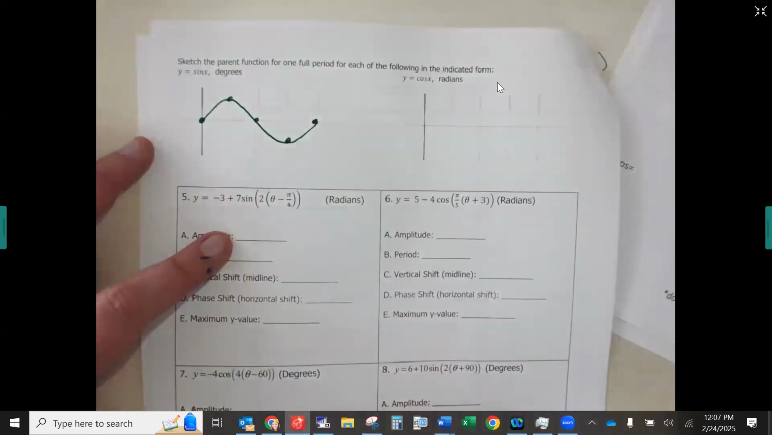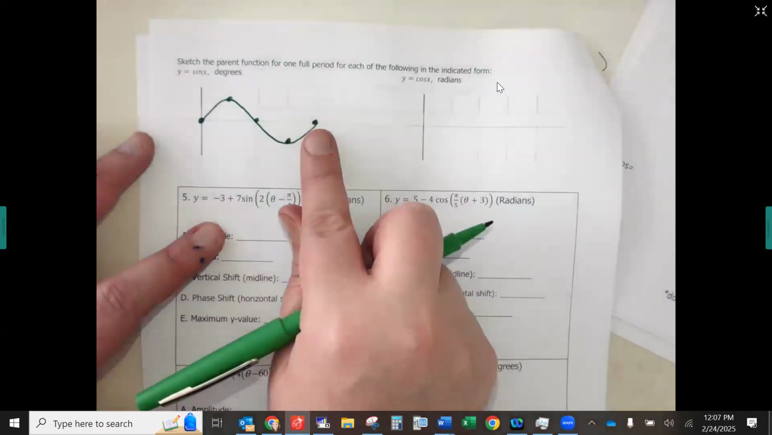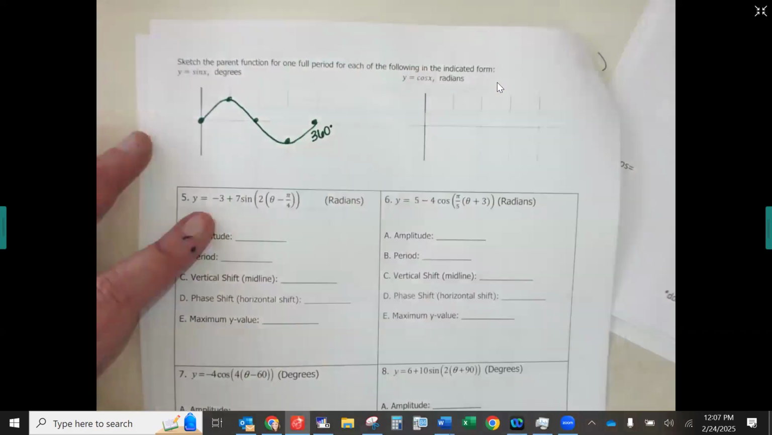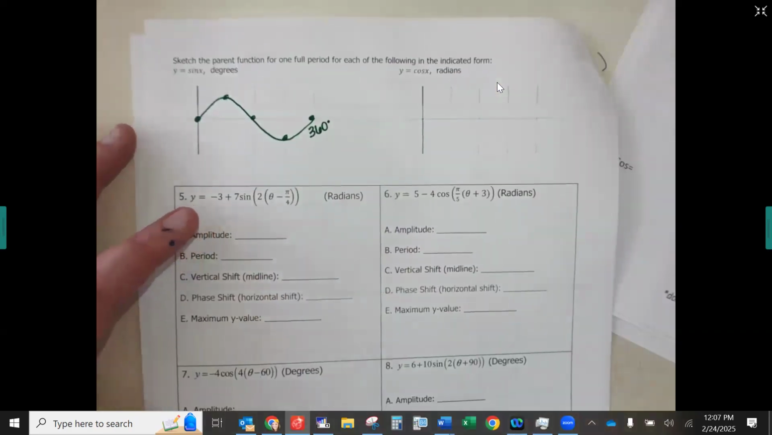Okay, then it says it's in degrees. So how many degrees should it end at? 360. Okay, versus for the next one, we're going to do it in radians. That one will end at what? 2 pi. Very good. You're not using your calculator, so it doesn't matter.